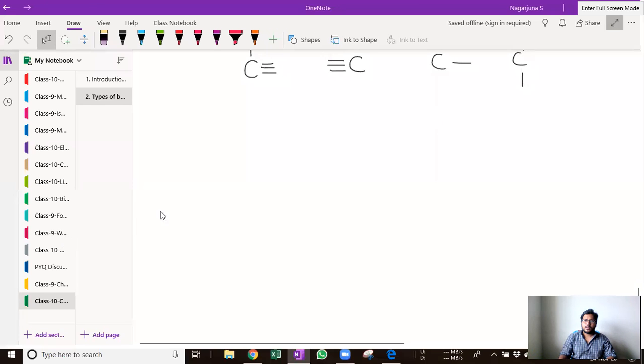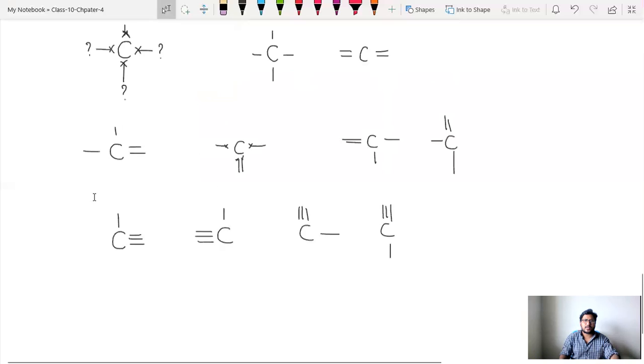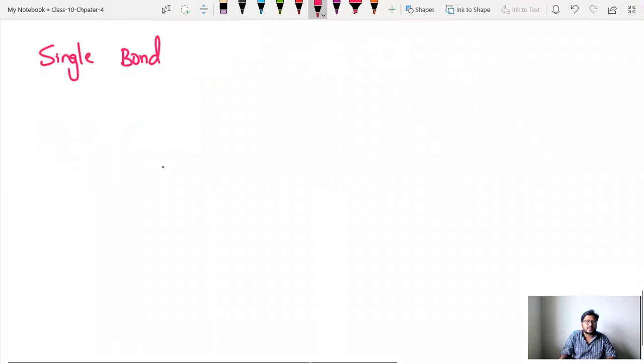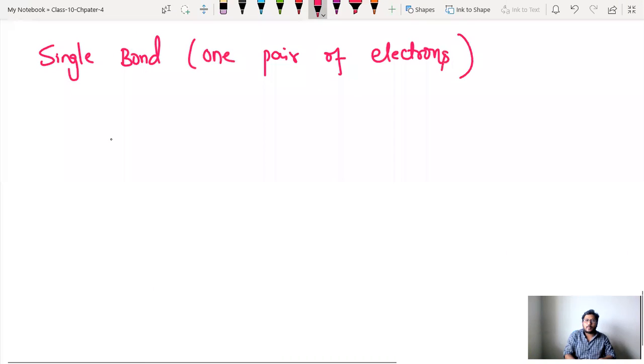So we have seen how to draw structures and how to represent valencies. Now let us try to understand the single bond. What is a single bond? If you observe any bonding between 2 atoms, there will be only one pair of electrons. You can find only one pair of electrons. That is the meaning of a single bond.